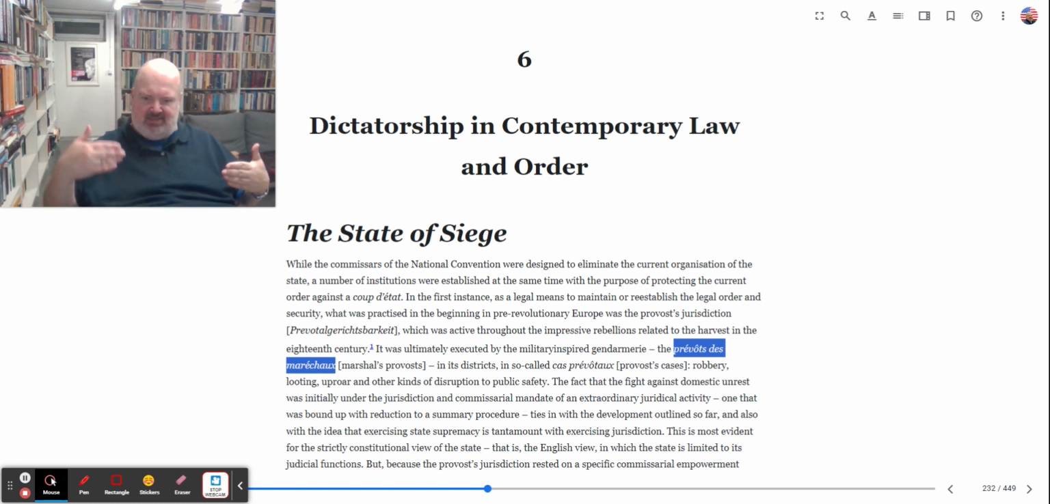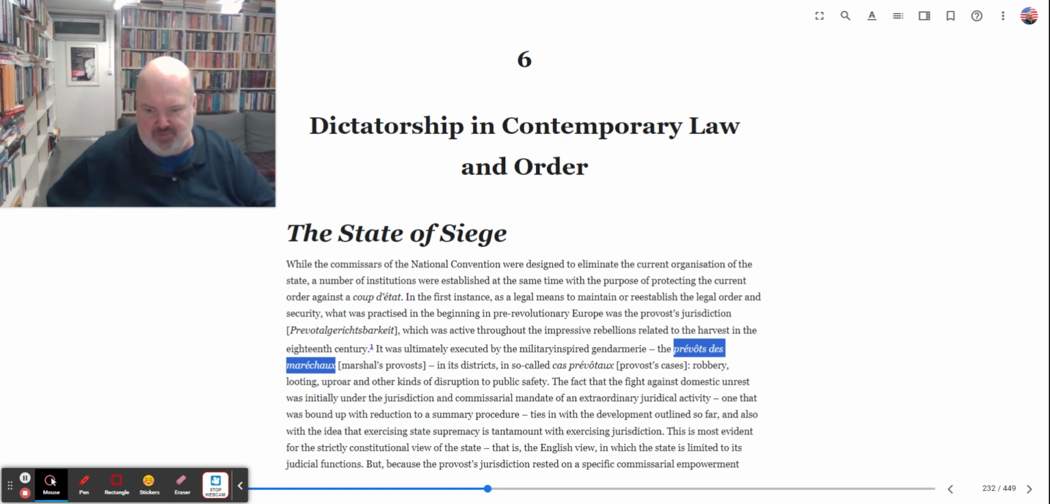So this idea that exercising state sovereignty is exercising jurisdiction. Sovereignty and jurisdiction interlock in this regard. And the original conception was the provost marshals, which imposed a kind of extraordinary judicial office, whose procedures were mostly summary, not to restore order in that fundamental sense.